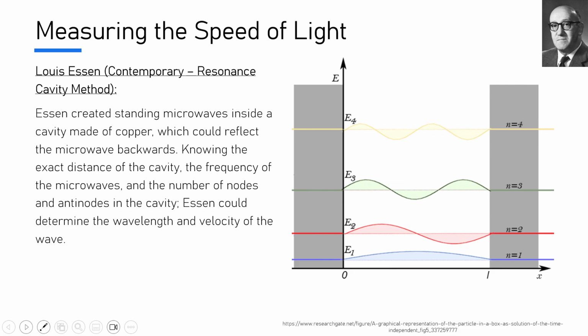Beyond this early work, there has since been some other contemporary methods used. One was done by Louis Essen and his team, who used the resonance cavity method. Essentially, Essen was able to produce standing microwaves, and this was done inside a resonance cavity. Essentially, there was going to be an emission of microwaves, the microwaves then reflected back, and if we were to cause a standing wave, the incoming and reflected microwaves would overlap in such a way where they would constructively interfere with each other and create a standing wave.